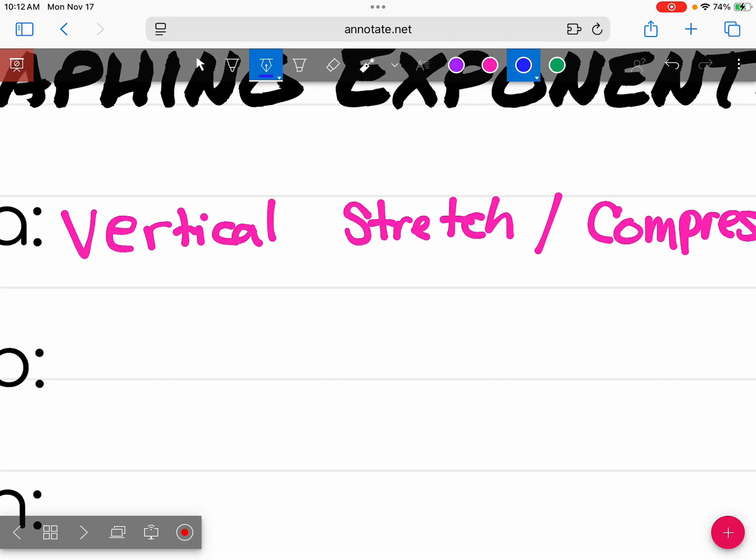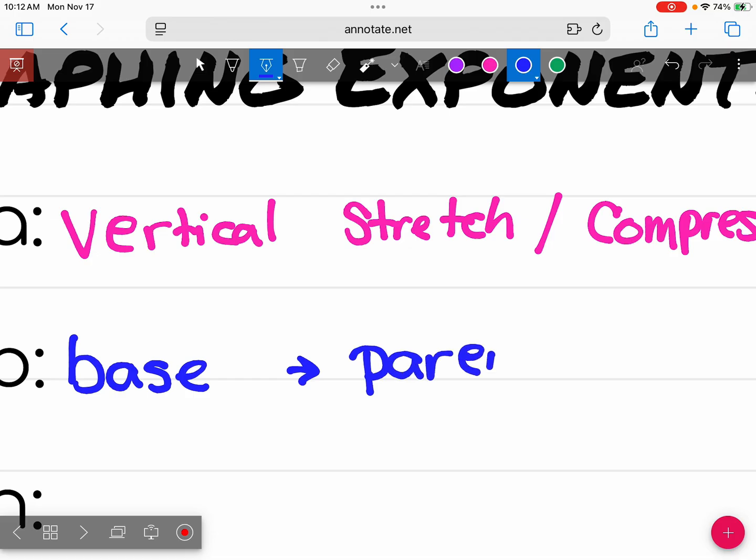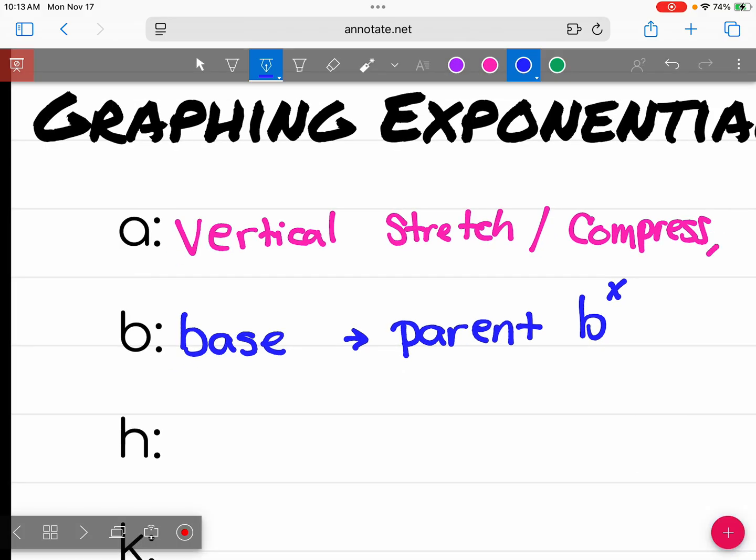Our b is going to be our base. This will be how we find our parent function. Our parent function for any transformations will be b to the x. So exponential functions are going to have different parent functions for every different base. 2 to the x has a different parent function than 3 to the x, which has a different parent function than 1/2 to the x. They're related, they're similar trending, but they're not the exact same parent function. So it's not that we're going to use b as a transformation, it's where our parent function comes from.